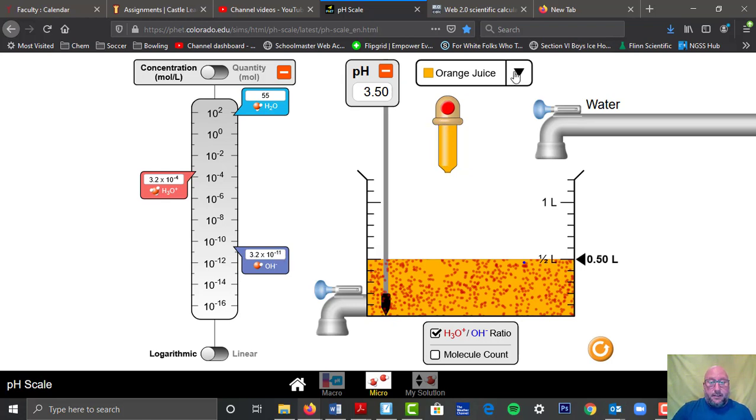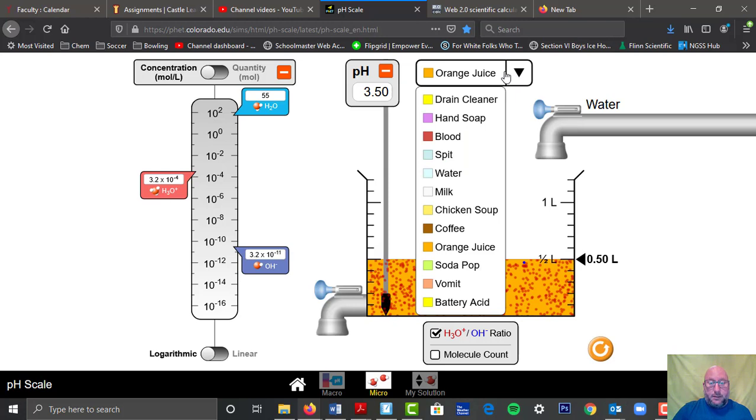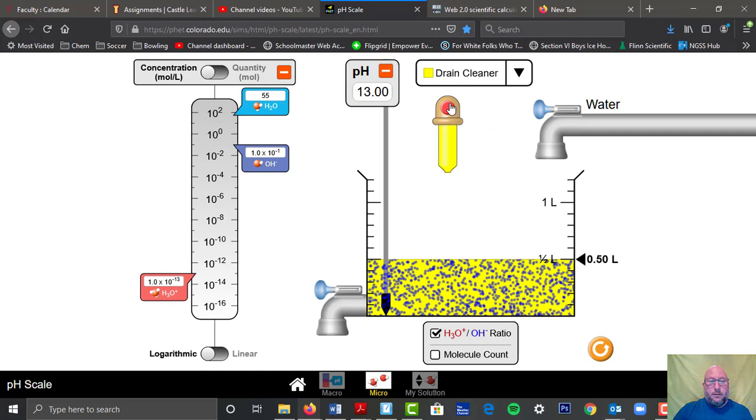Let's say I add a base to this. A common base would be something like drain cleaner. So if I add drain cleaner to this, now all of a sudden, the drain cleaner makes the concentration of the base ions go way up to 1 times 10 to the negative 1st, and the concentration of the acid ions go all the way down to 10 to the negative 13. So as one goes up, the other goes down.